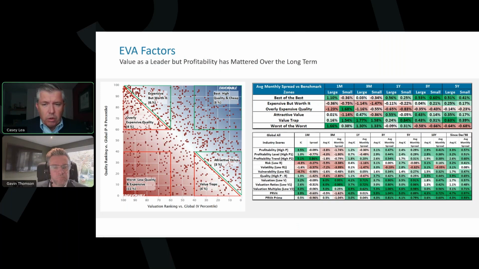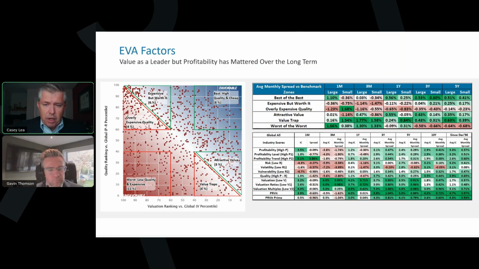In the lower right-hand corner, we have the cheap value zones. Quality is much lower than the zones above, but value investors find attractive names down here. We note in the backtest table on the right that both the attractive value and the value trap zones have shown strong performance over the last 3 and 5 years.